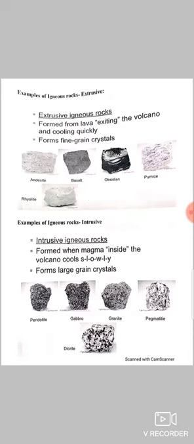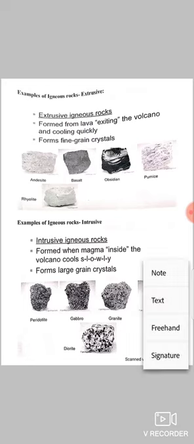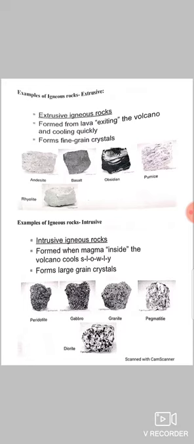Examples of igneous rocks. Intrusive igneous rocks form when magma inside the volcano cools down slowly. So this is a slow process, and it forms large grain crystals. You can see the picture. The particles are visible as compared to the extrusive igneous rocks. Okay. So in any rock, if the particles are visible, then it means it is an intrusive igneous rock.